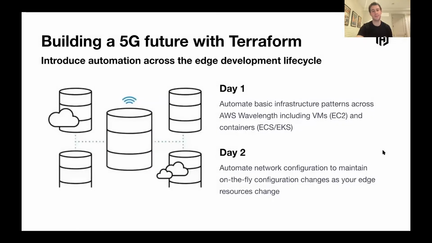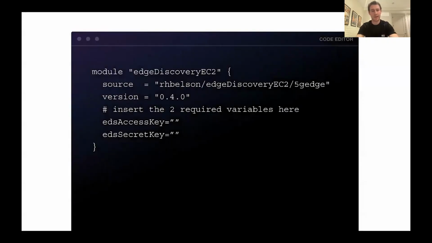But the point today is really to start thinking about that building of really a 5G Edge future with Terraform and how we use automation. So in the demo today, we're going to showcase two different capabilities, day one and day two. I'll actually work backwards here. Starting with day two, we want to have some sort of capability or module that can automate the network configuration so that no matter what happens to my Wavelength infrastructure, all of my carrier IPs are up to date. And then I want to think about just how do I provision infrastructure on Wavelength? And that's exactly what we're going to talk about today. And I've created a little module here that we'll walk through.